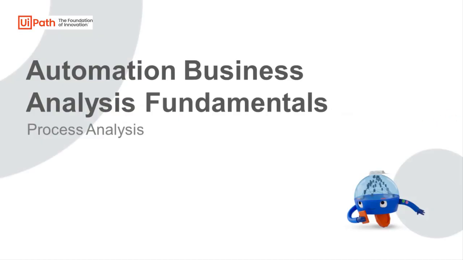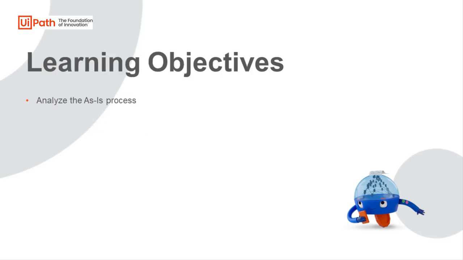Looks like you've made up your mind about becoming an automation business analyst, which is awesome. In the previous Learning Bite, you learned how to determine the automation potential of a process and the factors involved in the assessment. Now, we'll be focusing on the process analysis stage, where we'll learn to analyze the as-is process and define and finalize the to-be process.